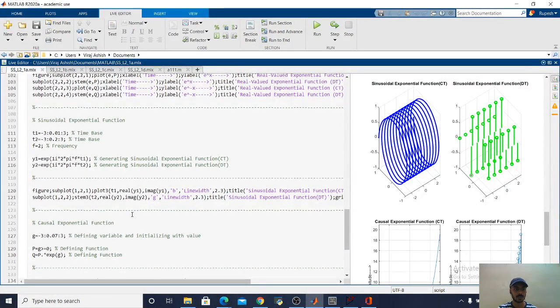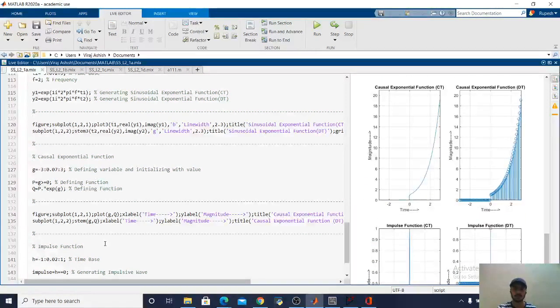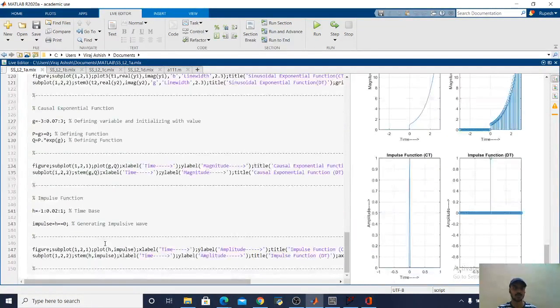Next one is the causal exponential function. The definition of the causal exponential function is that it only depends on the input of past and present. So here I have written its code and you can see its graph. Next one is the impulse function.